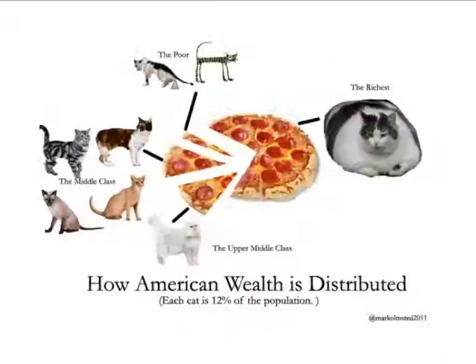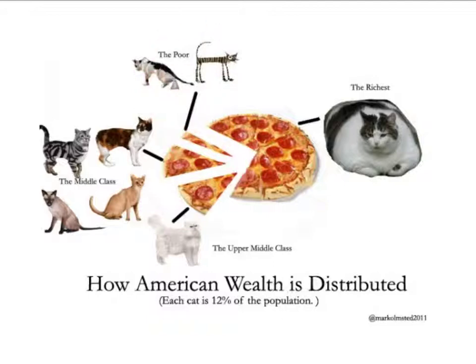So here's another fun way of thinking about the wealth. I told you there would be cats. So here we go. Here's the fat cat over here, richest. And each cat is 12% of the population. So we're not looking at quintiles anymore. We're looking at less than quintiles, 12%. So here's the richest. They get a big hunk of the pie. The poor little skinny cats over here get a tiny slice.